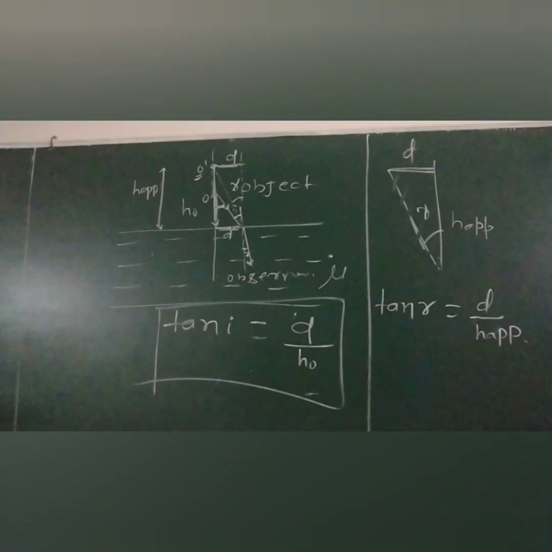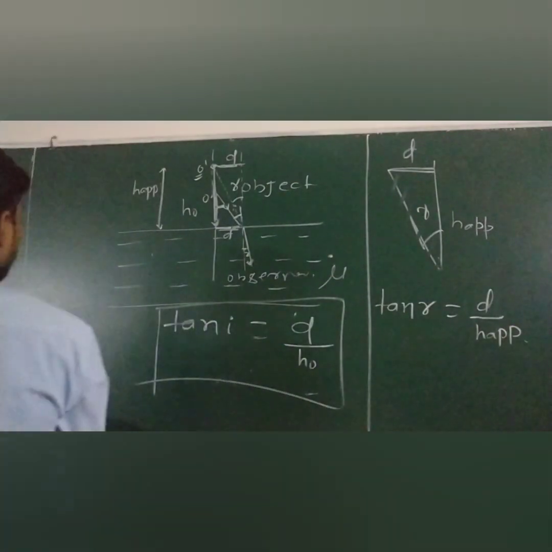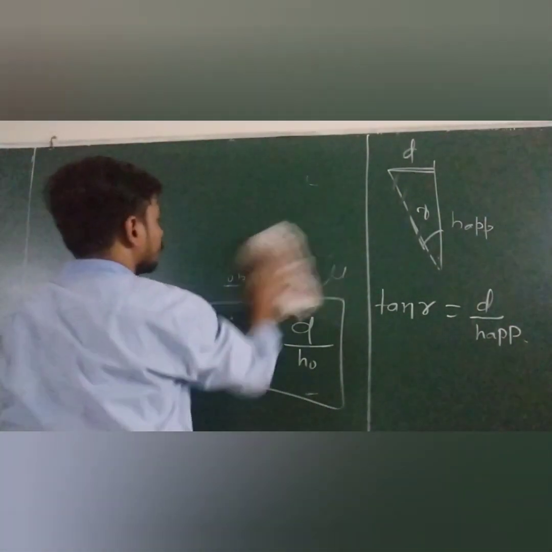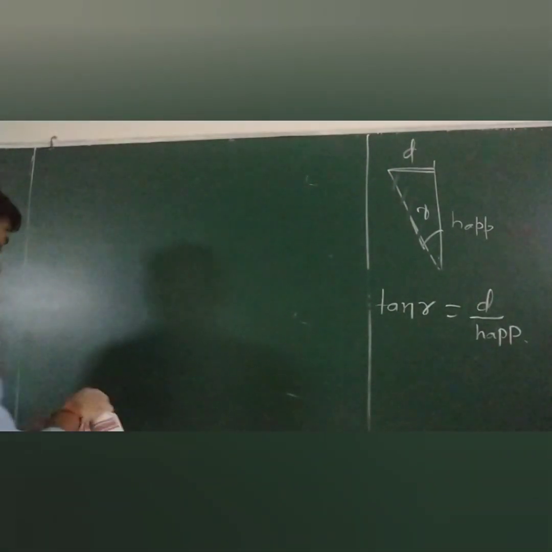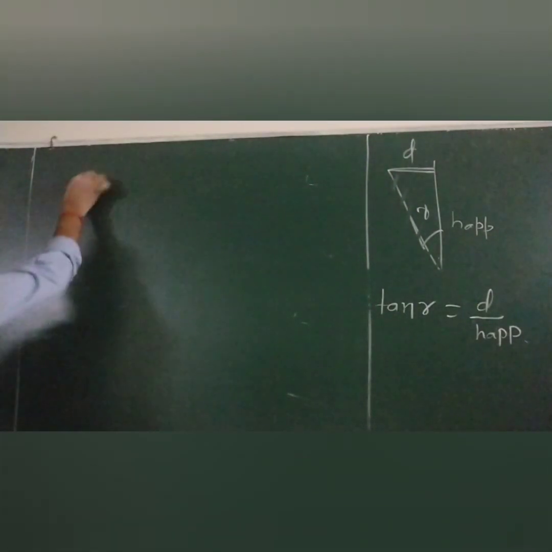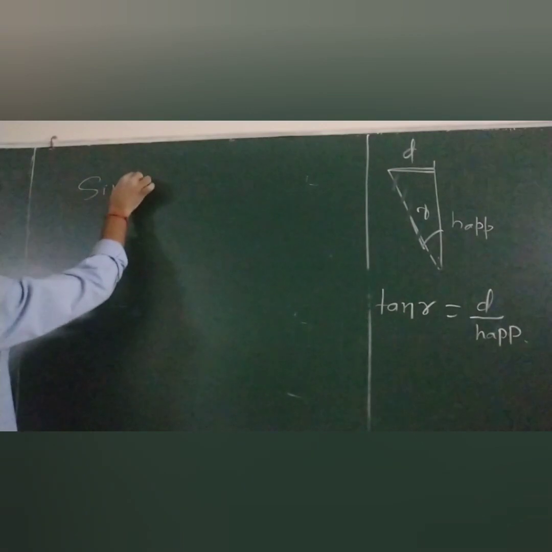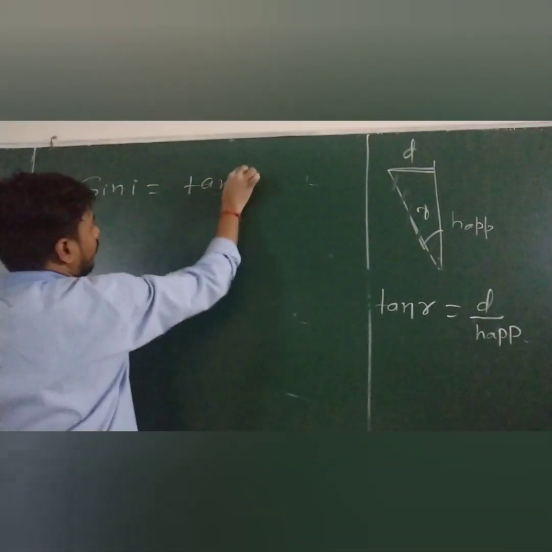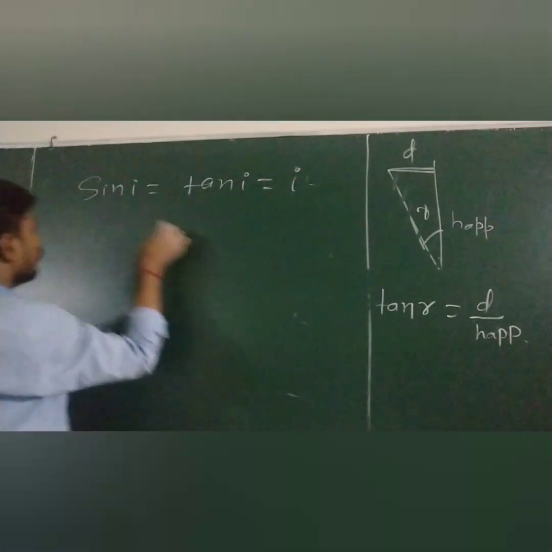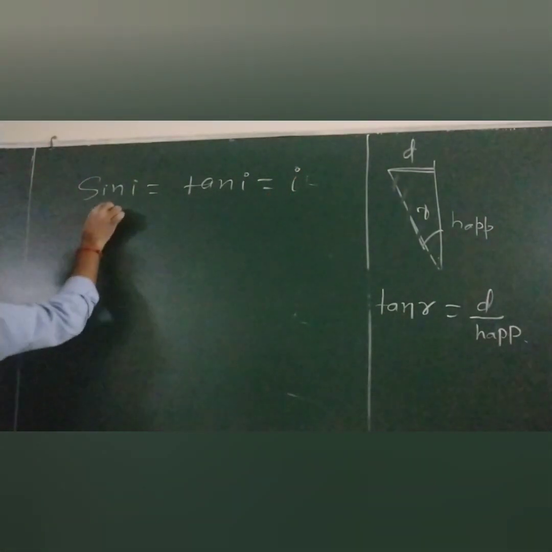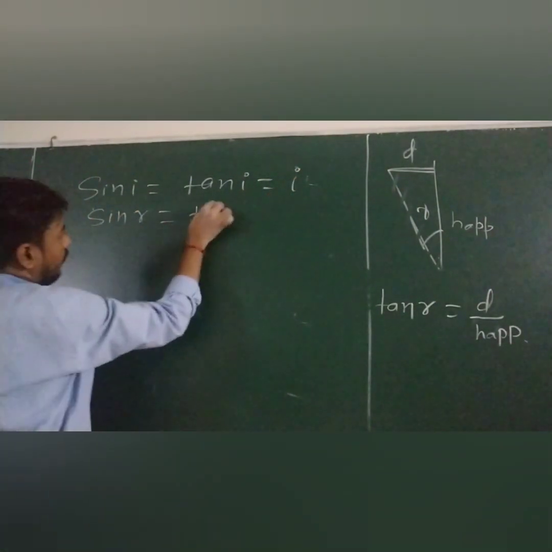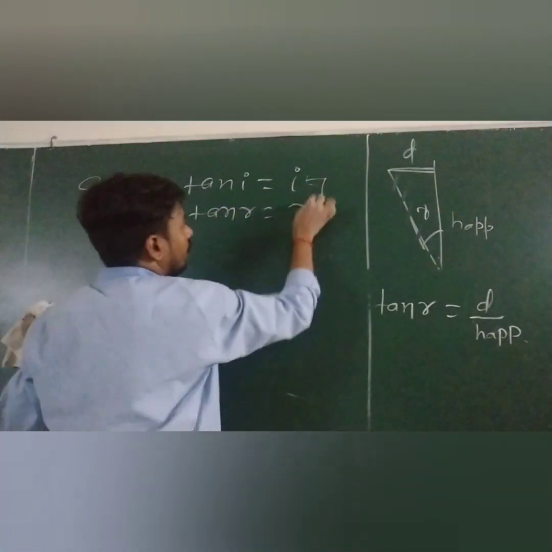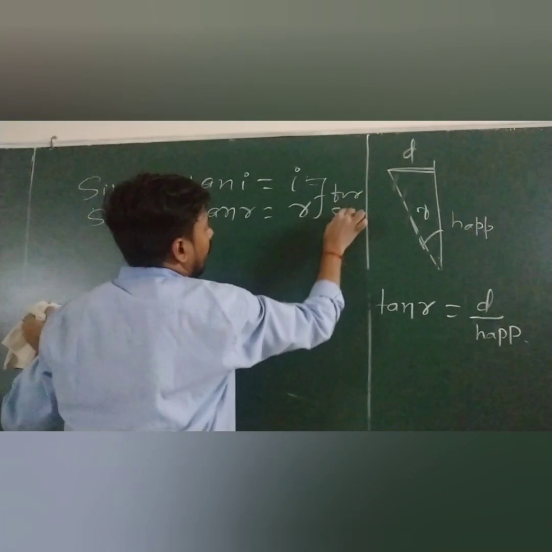Now, apply Snell's law. We can say for a small angle, sin I is equal to tan I is equal to I. And similarly, sin R is equal to tan R is equal to R for a small angle.